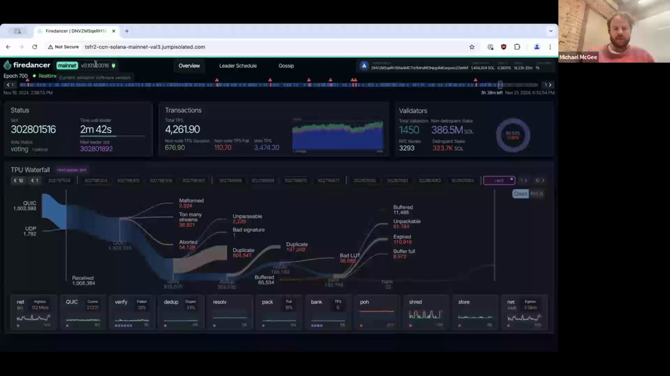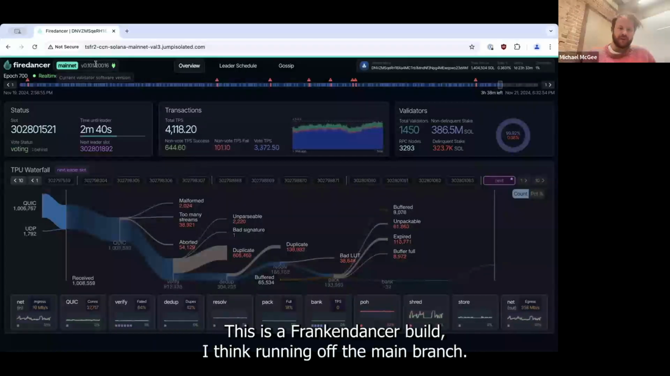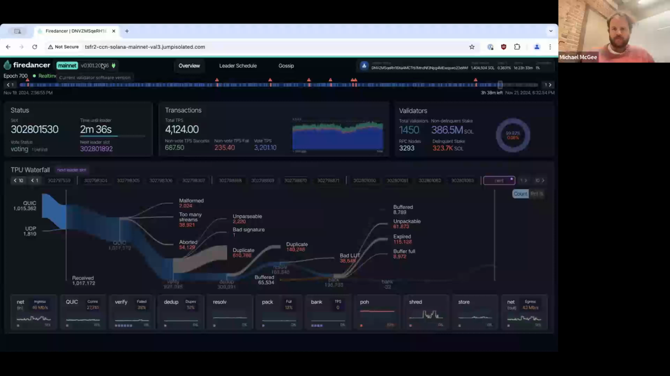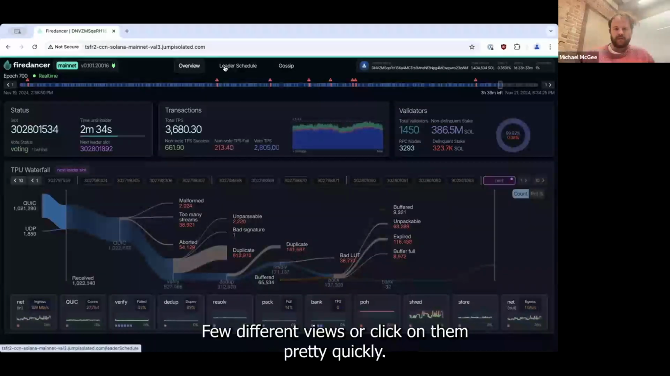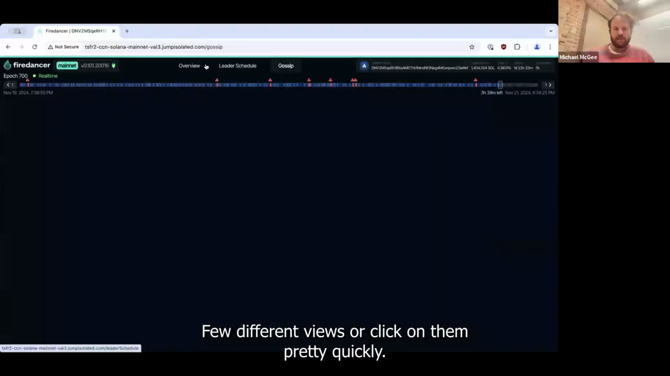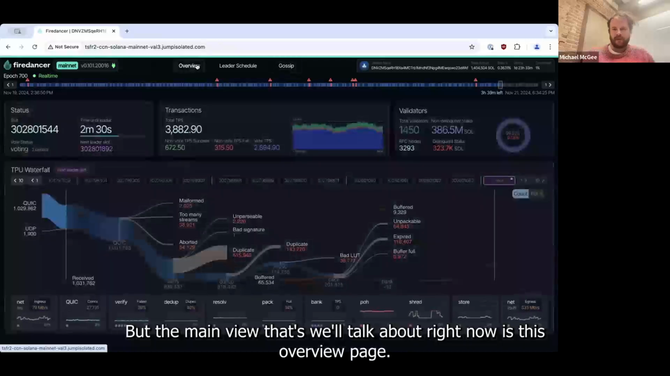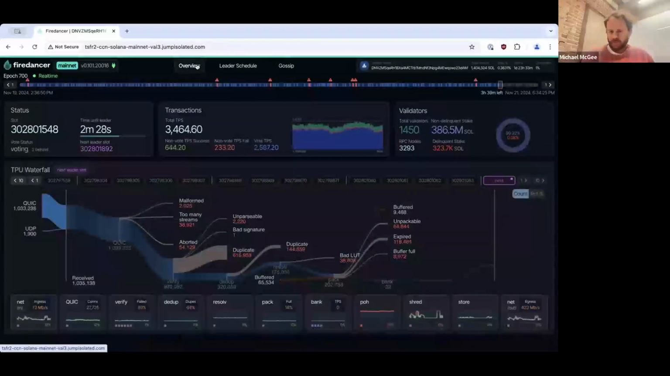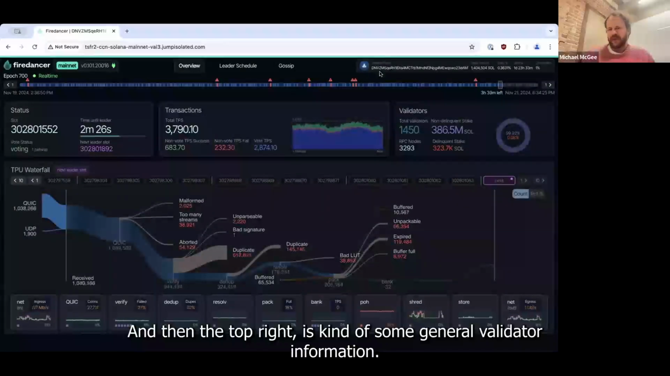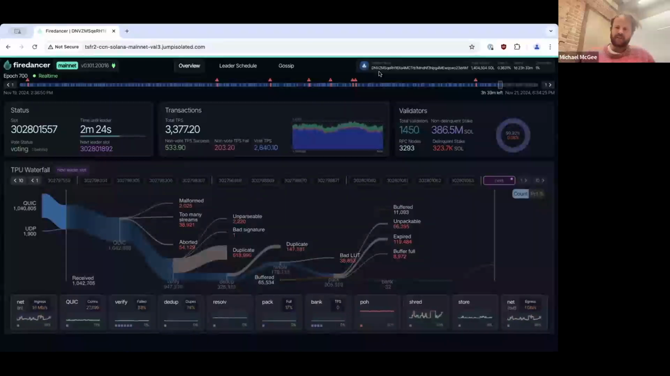We're showing the software version here of the validator. This is a Firedancer build, I think running off the main branch. Up here, you can select a few different views. We'll click on them pretty quickly, but the main view we'll talk about right now is this overview page. And in the top right is some general validator information.